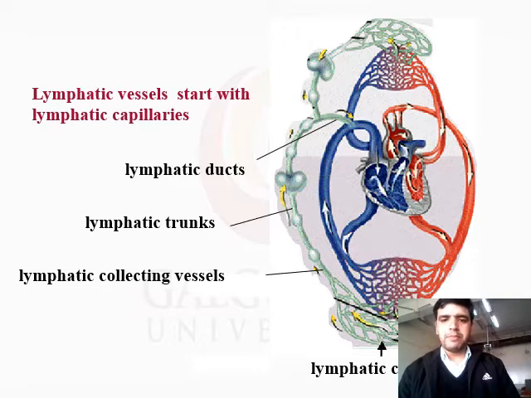This is the diagrammatic representation of how the lymphatic circulation takes place. Basically it starts at the lymphatic capillary level. After that they unite together to form the lymphatic collecting vessels, next the lymphatic trunks can be seen, and ultimately through the lymphatic ducts it is returned back to the circulatory system.